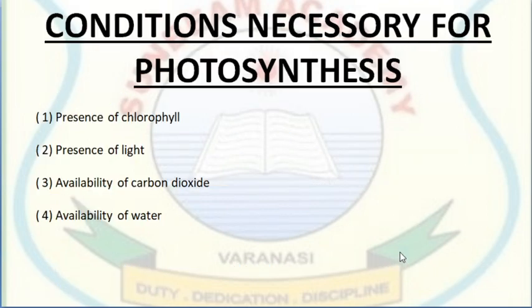Now, the next, the conditions which are necessary for photosynthesis. There are mainly four conditions which are necessary for photosynthesis to take place. The first one is presence of chlorophyll. The second one is presence of light. The third one is availability of carbon dioxide, and the fourth one is water.